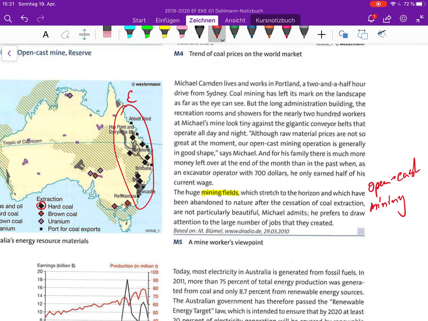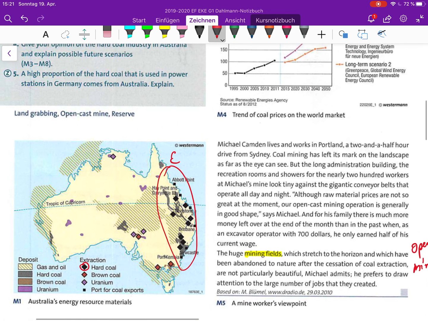So for the worker, it's very important. He earns a lot of money and is able to feed his family. So for the environment, it's not very nice. The open cast mine does not look good in the environment, and if there was a forest before then, well, it's not there anymore, and it's just being left to nature after.